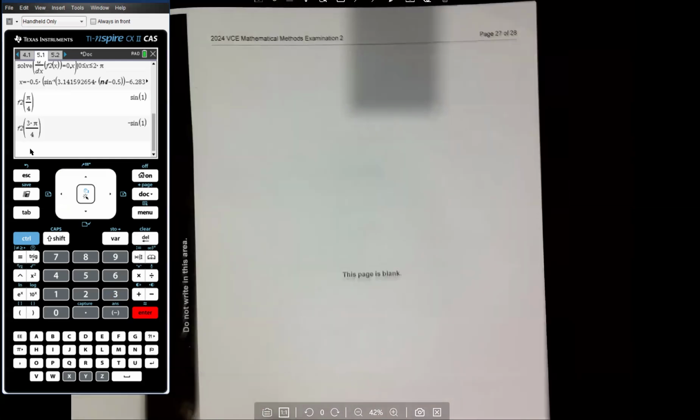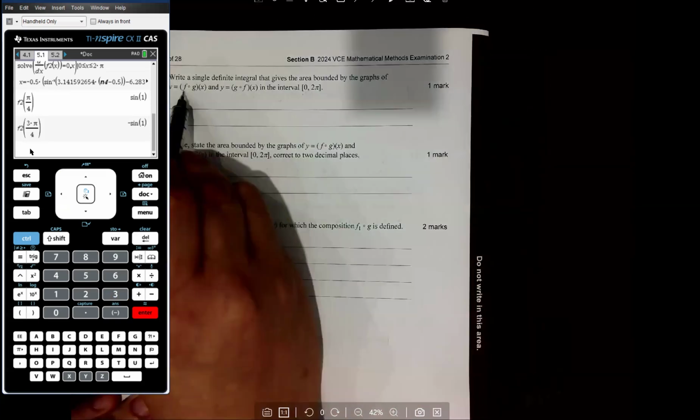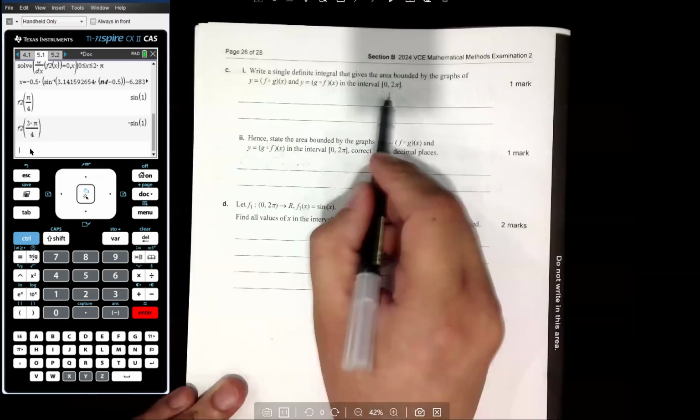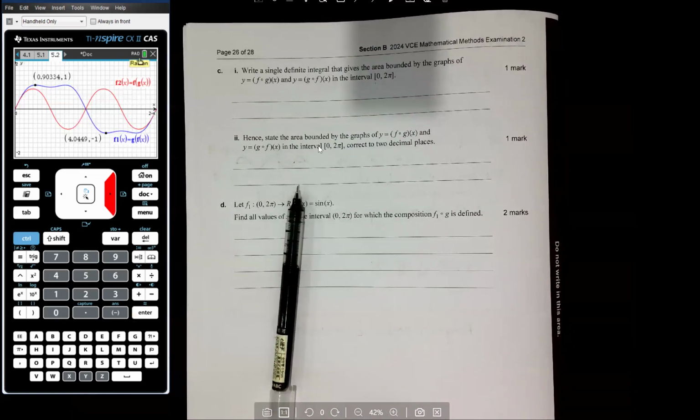Towards the end of the paper, only 3 parts left. So we want to write a single definite integral that gives the area bounded by the graphs f1 and f2 over the interval 0 to 2 pi. So basically, if you look at the graph here, we can just state the area bounded first. Analyze graph, bounded area from 0 to 2 pi, if I'm not mistaken. Yep. More decimal places.